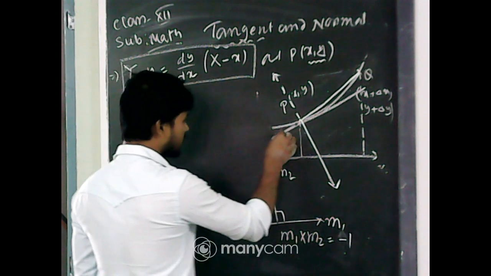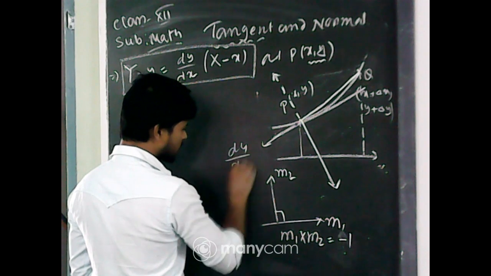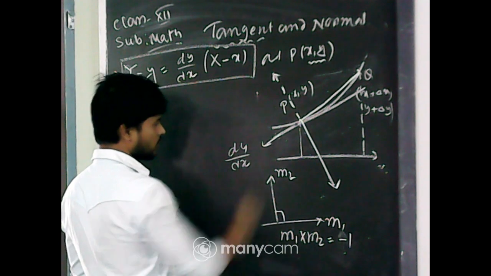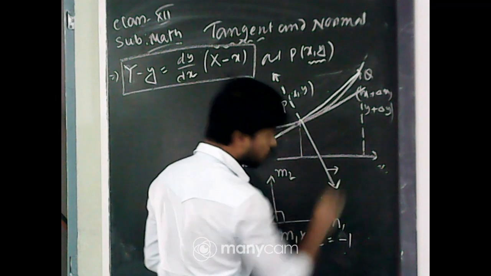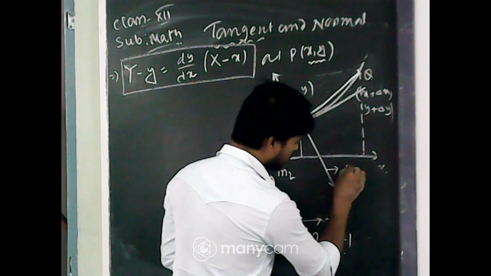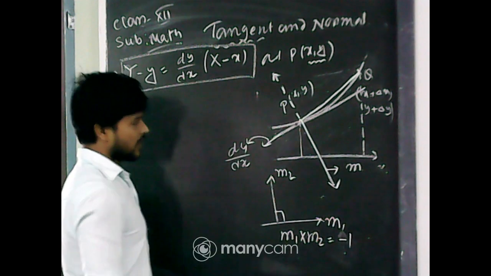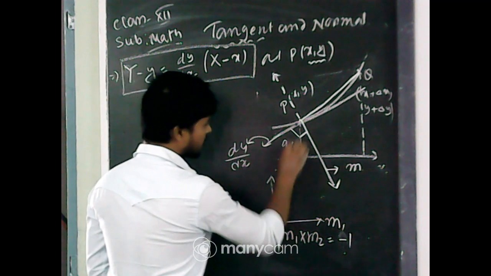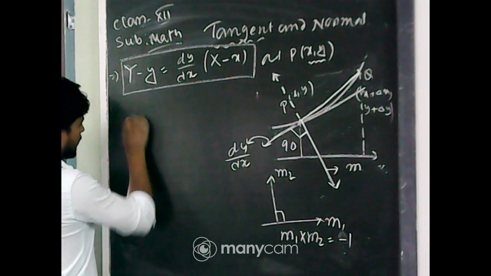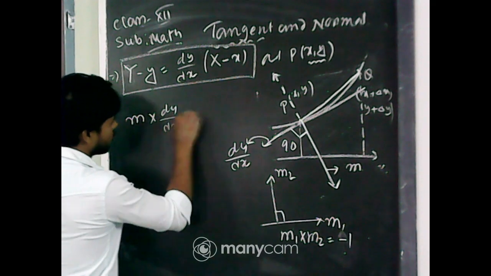Now we know that the slope of the tangent line is dy dx. Let us consider the slope of the normal line is suppose m. As the angle between the tangent and normal is 90 degrees, by the condition we have m into dy dx will be minus 1.